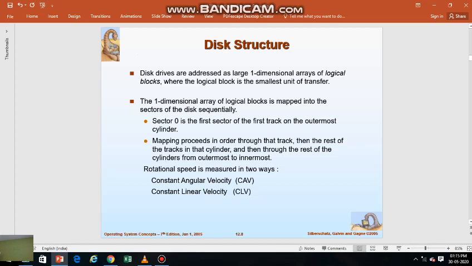The density of bits per track means how many bits per track you are writing, or how many bits you are converting into magnetic pulses. That is the linear velocity. To get a constant data rate, the rotation speed is increased as the head moves from the outer to the inner tracks. So in the very first, the constant angular velocity, the rotation of the disk is constant, but in the constant linear velocity, the bit density per track is constant. You need to remember that.